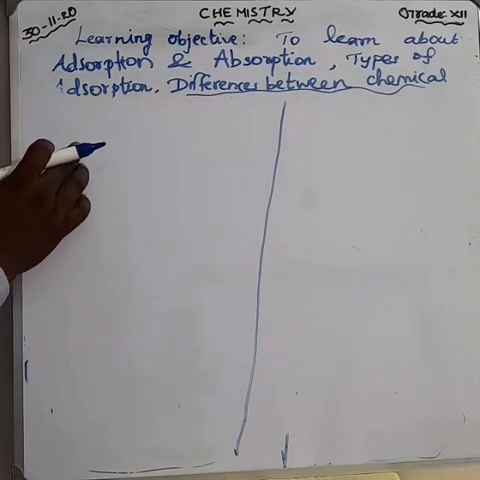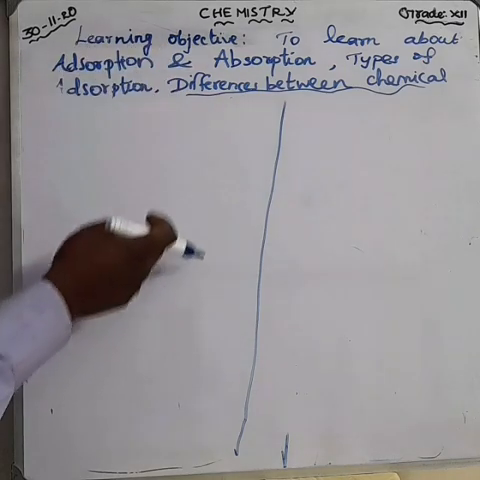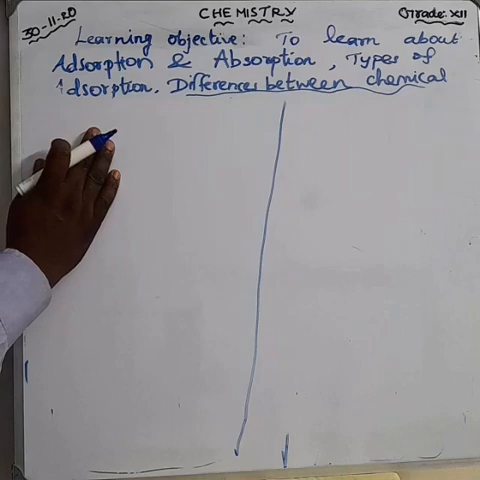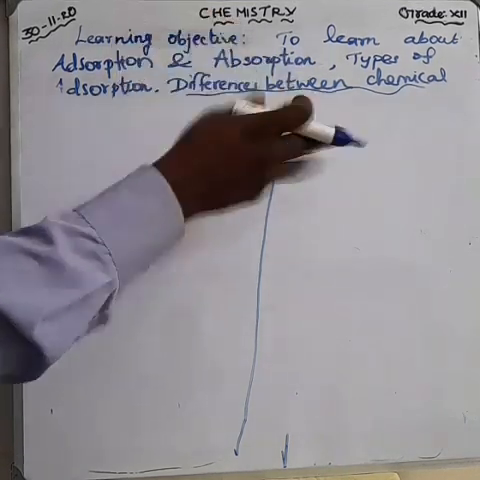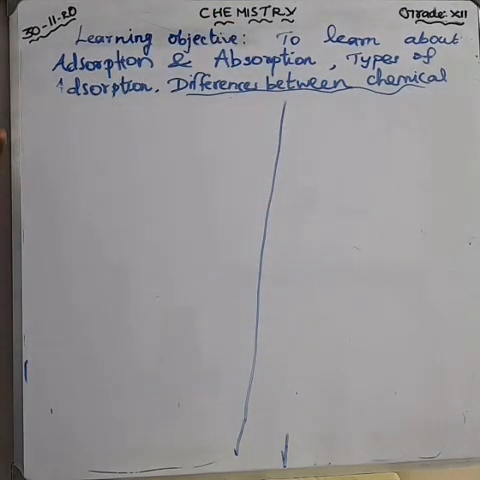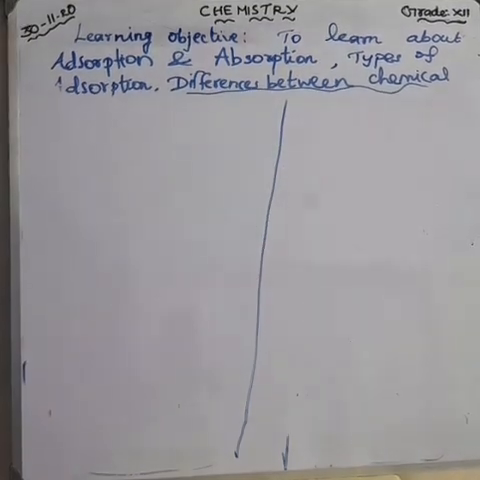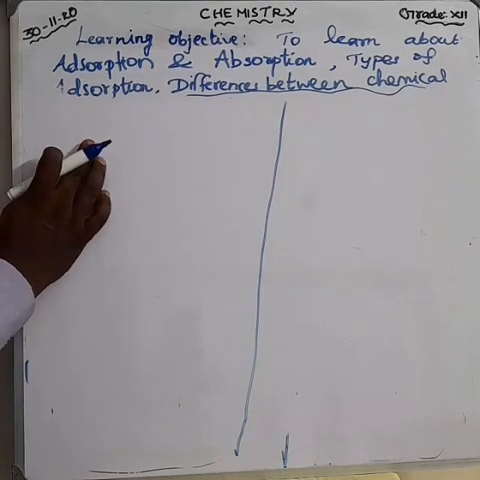The transfer of electrons is between the adsorbent and adsorbate in chemical adsorption. Here, there is no transfer of electrons. And heat of adsorption is high in one, low in the other. And what is the value here?